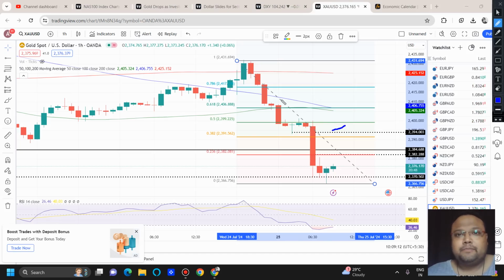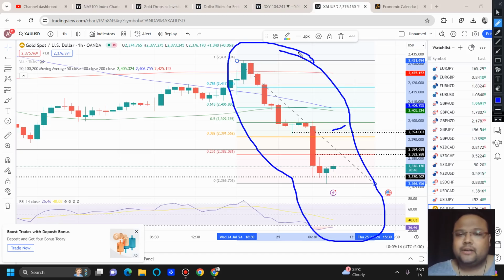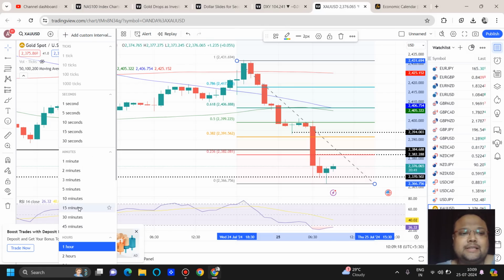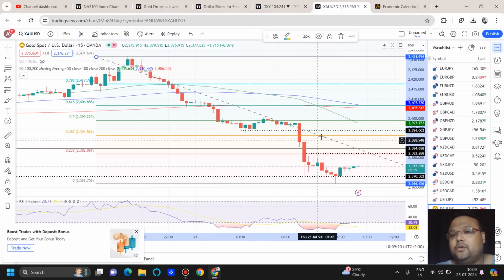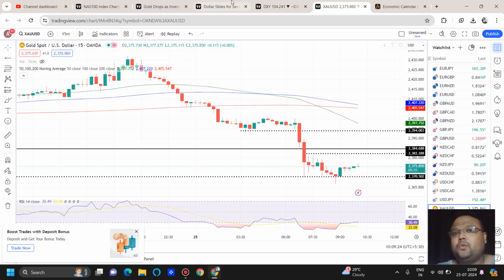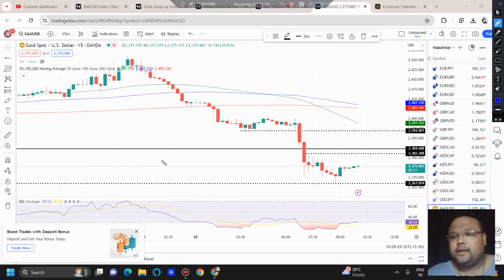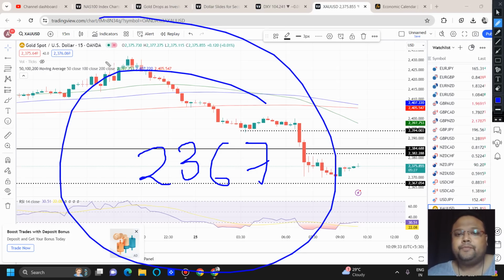If the market goes up, considering the present trend, as the market is under the dominance of sellers, we can look for a sell around these areas. But if the market doesn't go for a retracement, then what to do? In that case, we can look for a sell at breakdown. Here we can look for a sell below 2367.